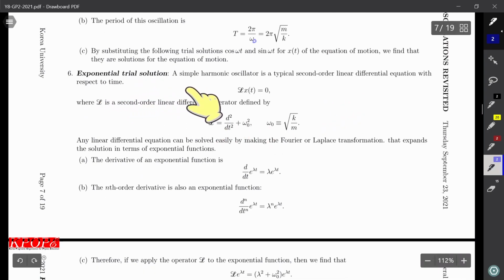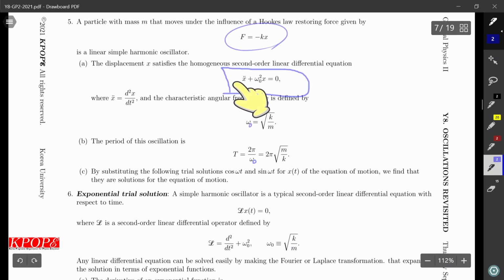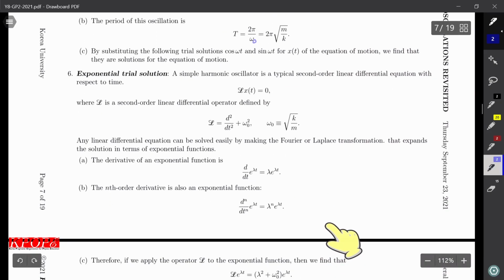Exponential trial solution. A simple harmonic oscillator is a typical second order linear differential equation with respect to time, and L is a second order differential operator. Now, the second order differential operator is the second order time derivative plus omega 0 squared, where omega 0 is the square root of k over m. Any linear differential equation can be solved easily by making the Fourier or Laplace transformation that extends the solution.